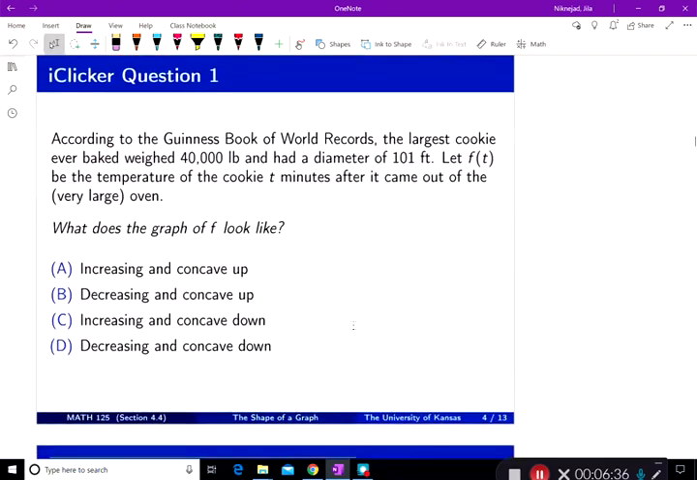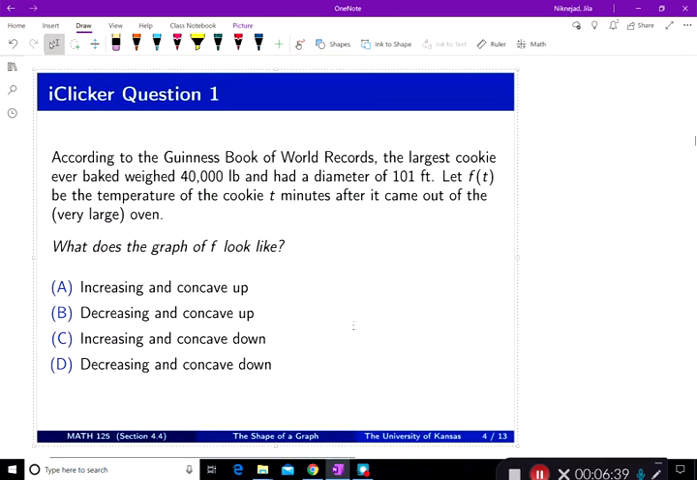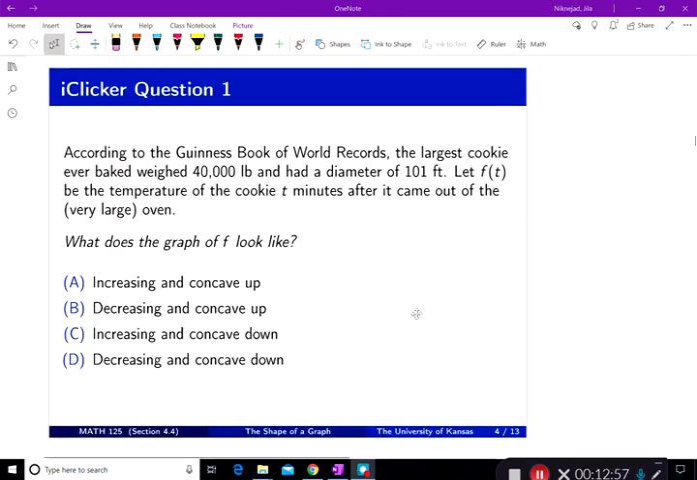I click at question 1. According to the Guinness Book of World Records, the largest cookie ever baked weighed 40,000 pounds and had a diameter of 101 feet. Let f of t be the temperature of the cookie t minutes after it came out of the oven, a very large oven. What does the graph of f look like? So stop the video and try to answer the question.